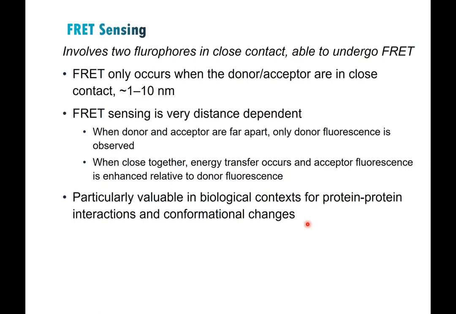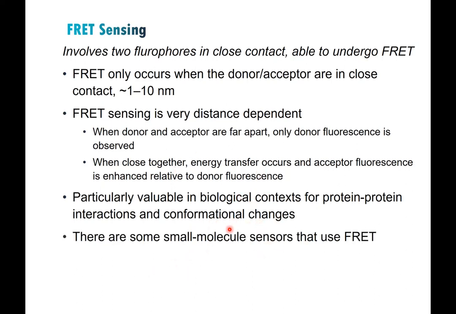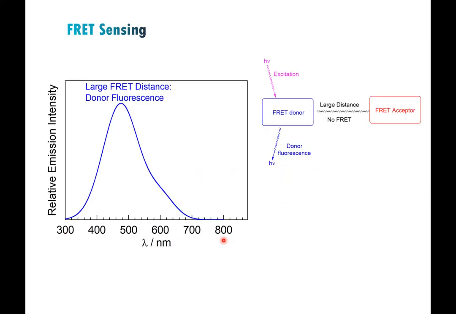Now, one thing I'm not very clear on myself, because I don't do FRET, is that I don't think it's usually possible to be very precise with the distance. It's more or less a binary thing. It's either off or on. Either they're far apart and it's off, or they're close together and it's on. You can't really tell how close they are. You might be able to get some qualitative information, but usually it's a binary sort of response that you're looking for. But it's used a lot in biology for that reason, because it does respond to things like protein-protein interactions and conformational changes. And there are some small molecule sensors that use FRET, but it's not particularly common, I would say.